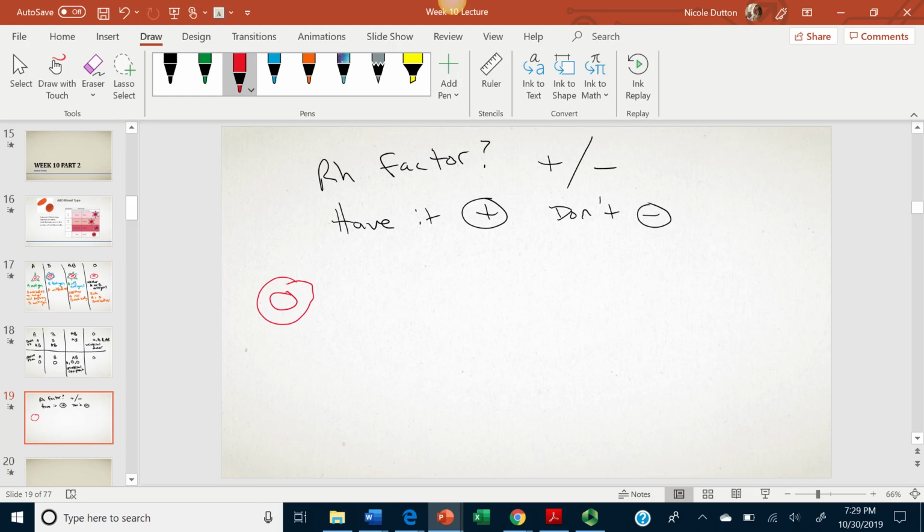So you've got your red blood cell, you've got your normal A or B antigen, and then you have this extra factor that's on the surface of the red blood cell. And if it's there, you're considered A positive or B positive or AB positive or O positive. And if you don't have it, then you're considered negative. Normally, if you don't have it, you're not automatically going to produce antibodies against it at birth. You have to be exposed to it in order to produce antibodies against it.